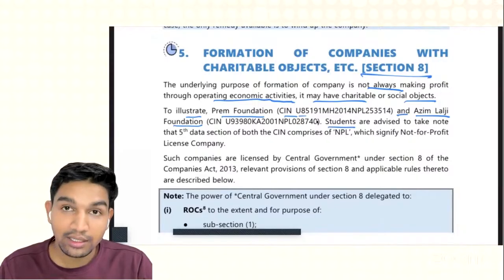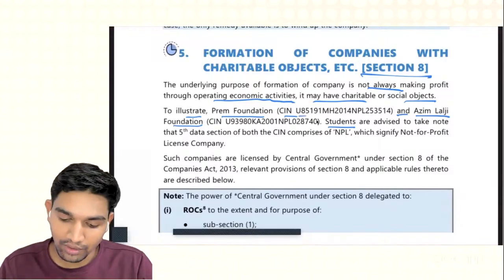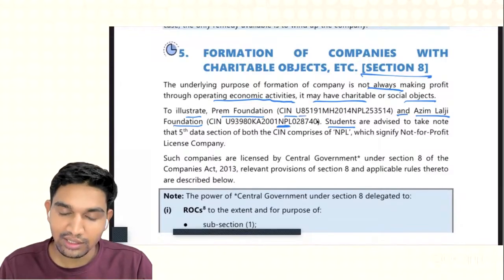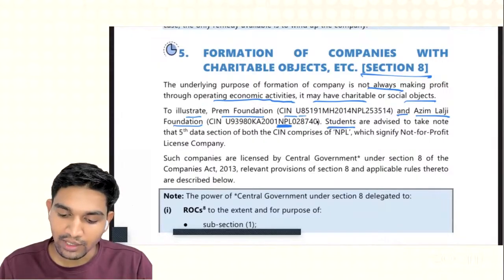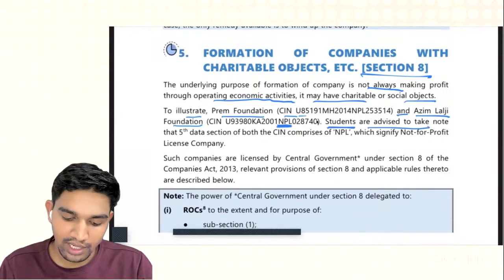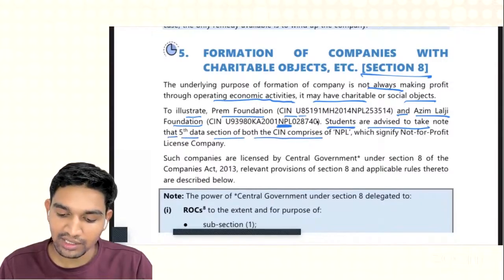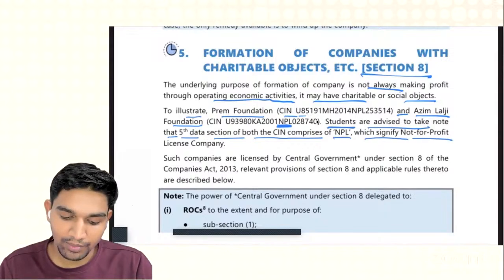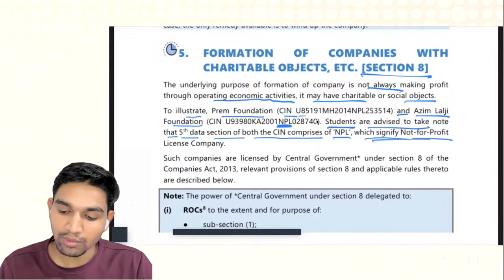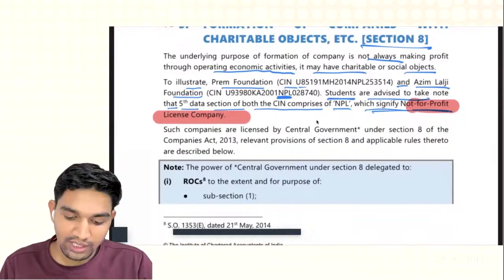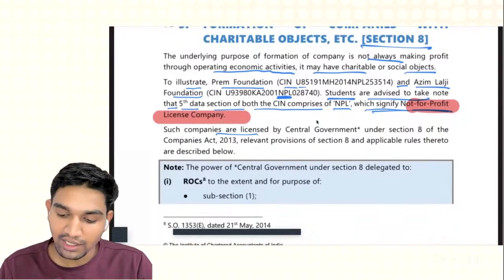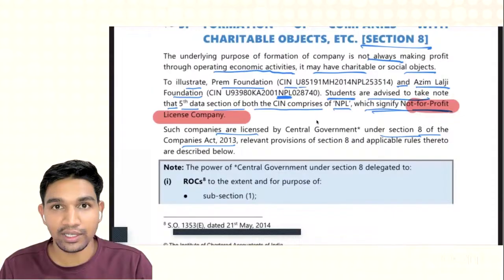Students, you have to understand that for a non-profit organization, the three alphabets are NPL. Students are advised to take note that the fifth data section of the CIN code comprises NPL, which signifies a not-for-profit license company. So such companies are licensed by the Central Government under Section 8 of the Companies Act 2013.